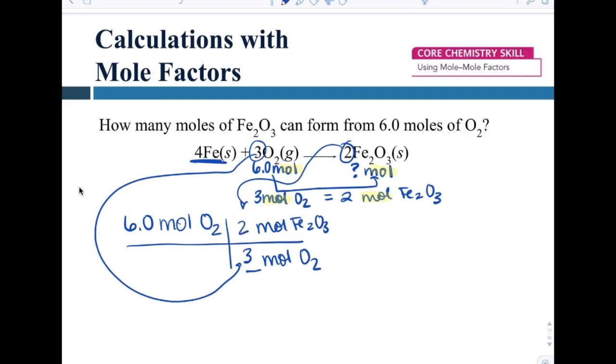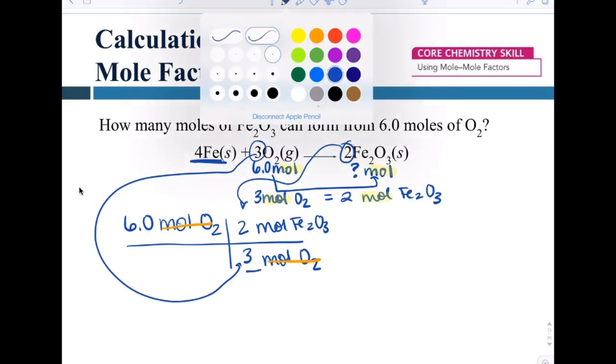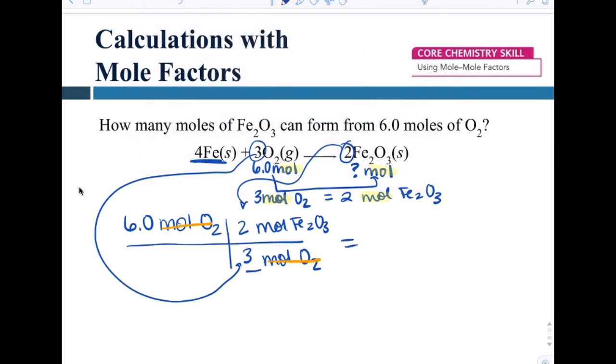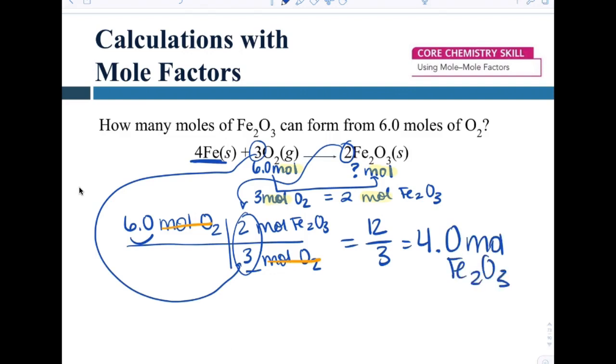And so if I want moles of iron 3 oxide and I have moles of oxygen, I can cancel these out and I'm now finished, so I can solve. So I'll have 6 times 2, which is 12, divided by 3, which is 4. I want 2 sig figs. Your mole ratios are counting numbers, so they don't count for sig figs, so 4 moles of iron 3 oxide.